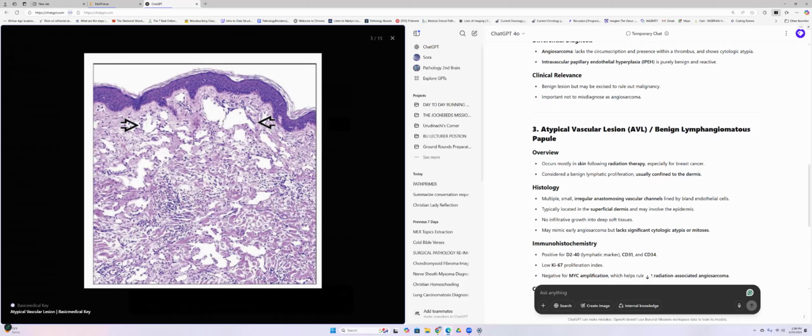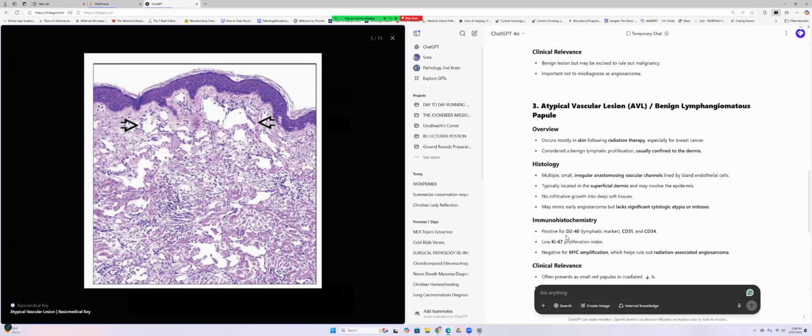Okay, let's look at this. Do you know the marker D2-40? It is the lymphatic marker. Yes, it's also a marker for mesothelial cells, mesothelioma, anything mesothelial.